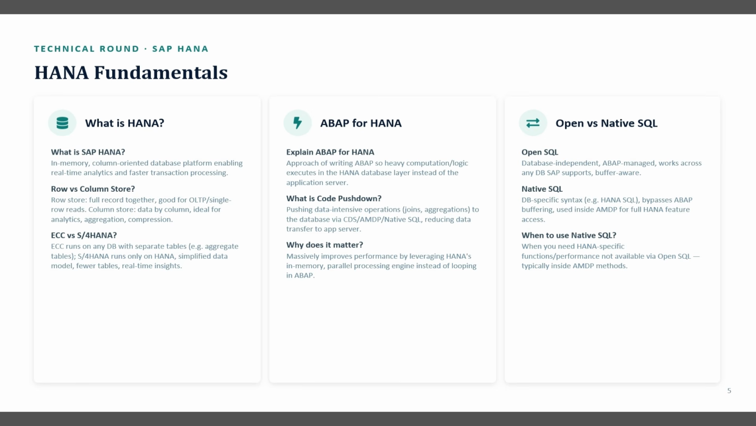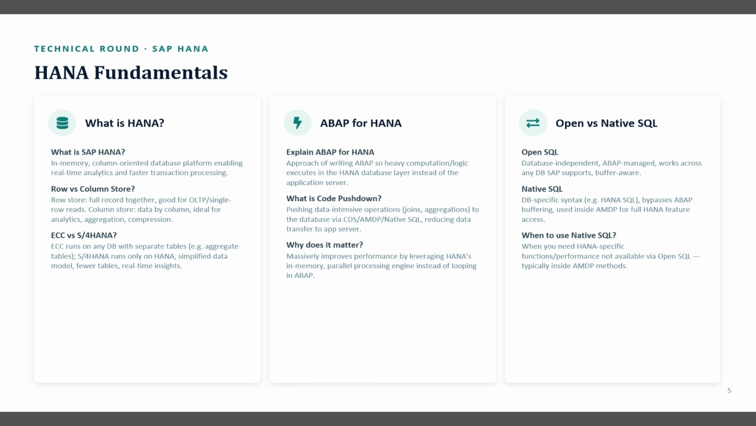A very common question, row store versus column store. Row store keeps the full record together, which is good for transactional, single-row reads. Column store organizes data by column, which is ideal for analytics, aggregation, and compression. This is why HANA is so fast for reporting.